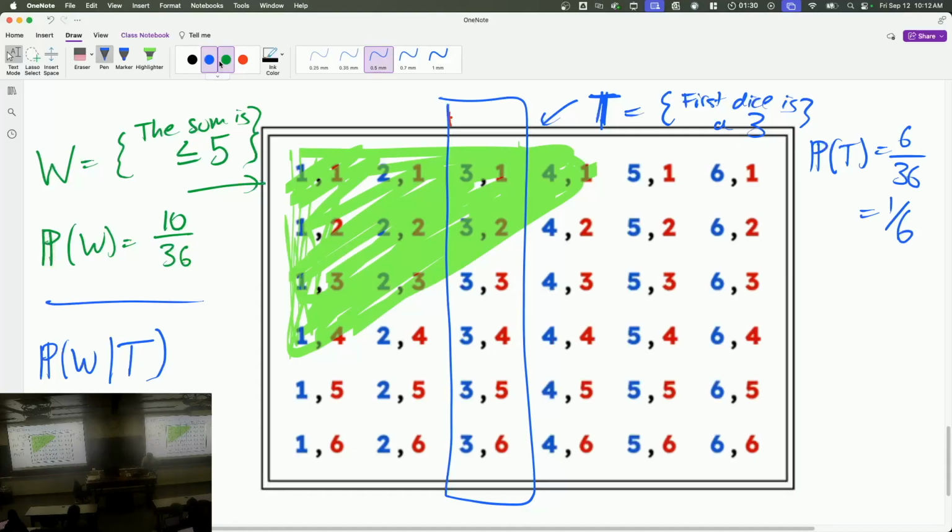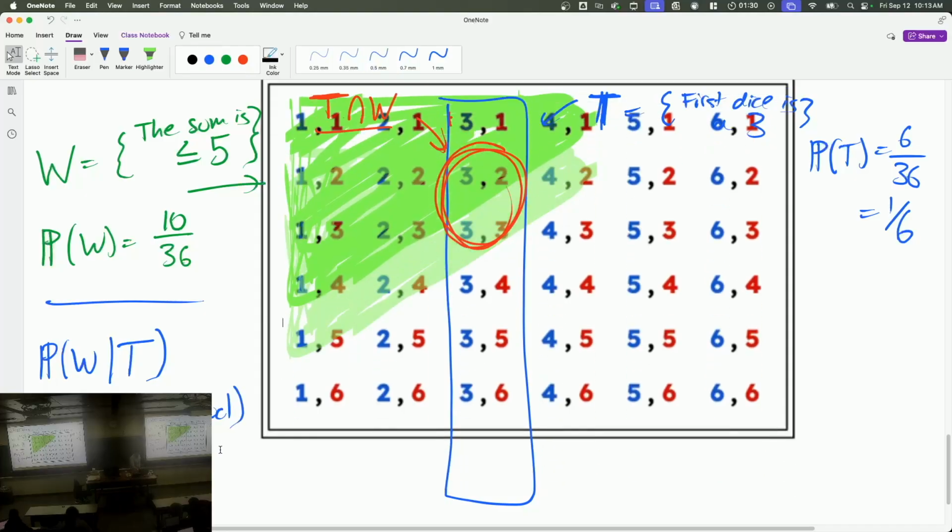So this overlap over here, these two, that is T intersection W. We win and the thing we observed also happens. So the first die is a 3 and we won the game. There are 2 ways that can happen, and there are 6 total ways. So the answer should be 2 out of 6. This is the conceptual way to answer the question. Everything is equally likely.